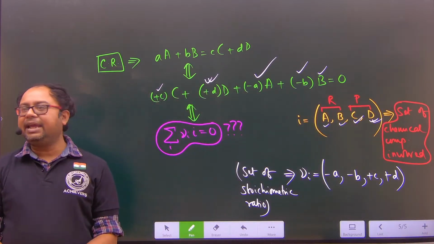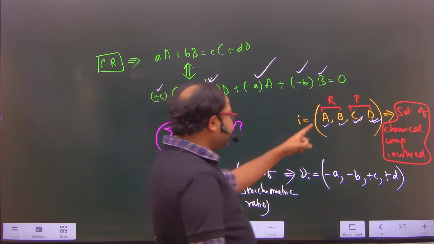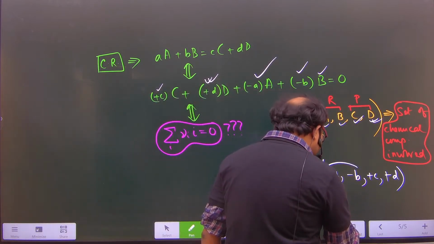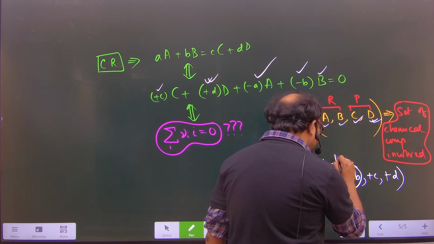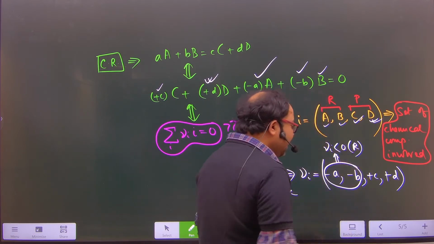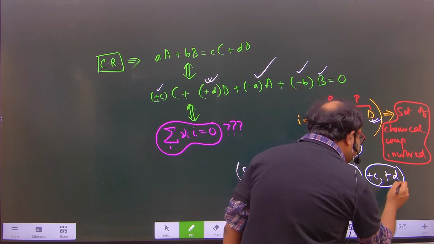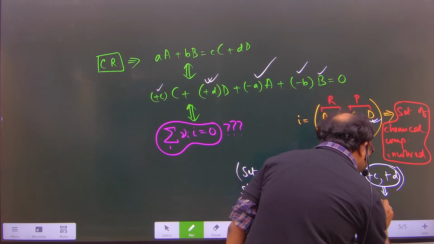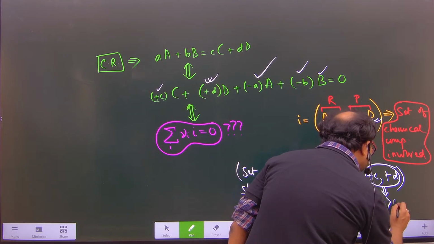So you can see for the reactants, nu i is negative. Nu i is negative for the reactants. And for the products, you can see nu i is positive. Nu i is positive for the products.